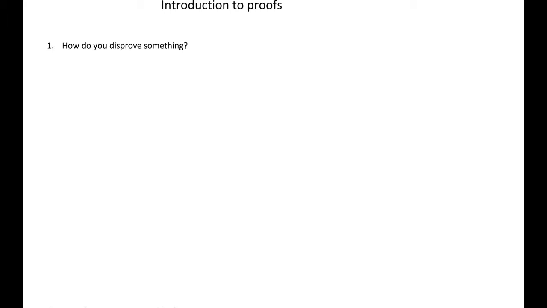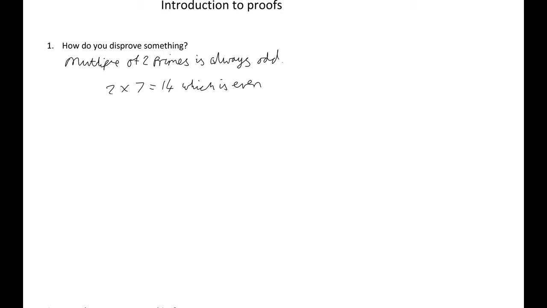Firstly, we're going to say how we disprove something. So if a proof is when it's always true, all we've got to do is find a single case when it's not true. So let's look at a rule: the multiple of 2 primes is always odd. Now we can find hundreds of examples where that's true: 3 times 5, 7 times 11, all of those. If we get a prime times a prime, we get an odd number. However, if we choose the numbers 2 times 7, that equals 14, which is even.